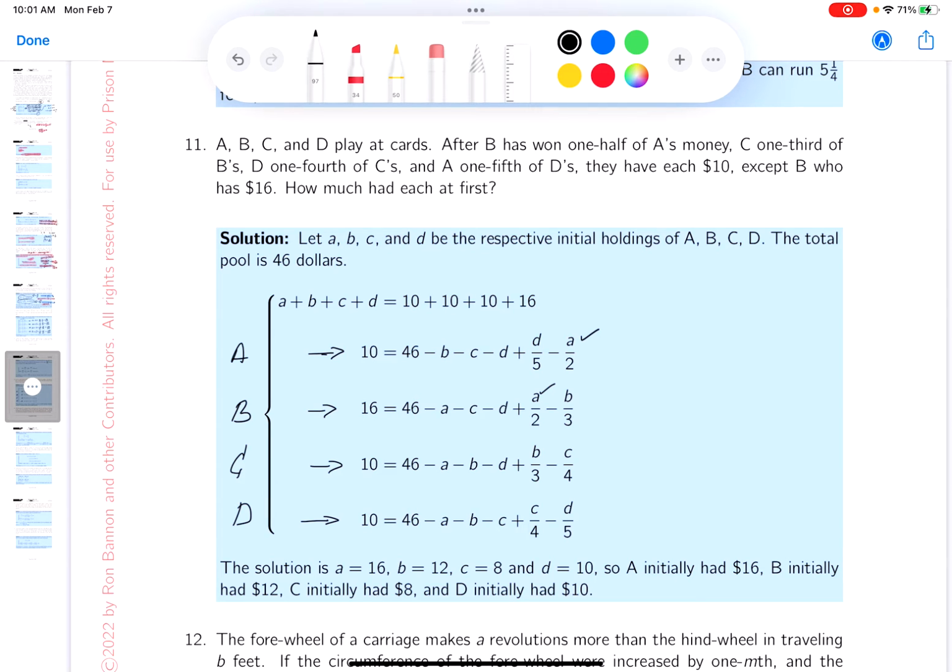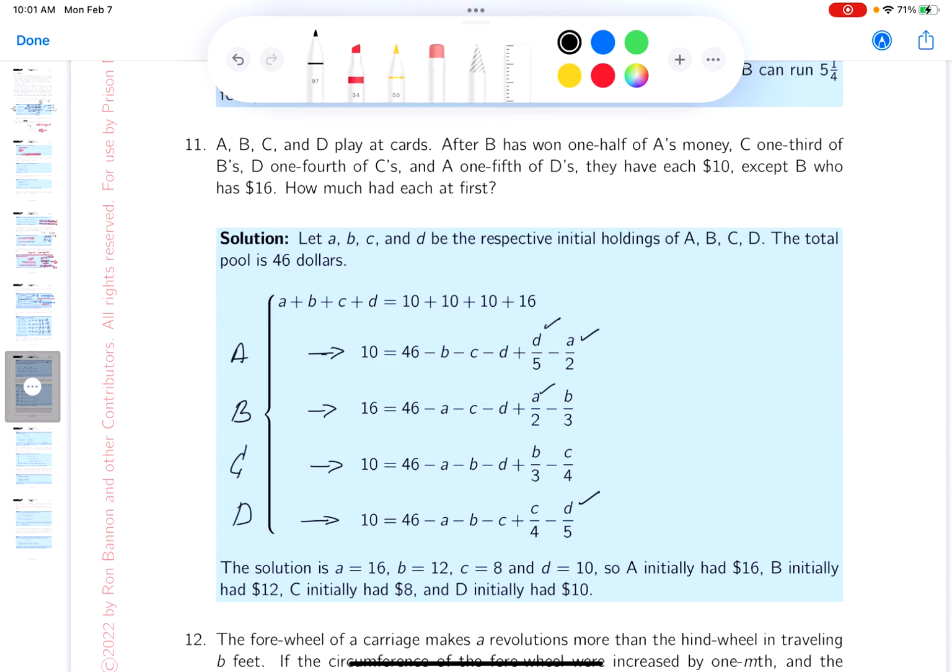All right, let's keep reading it. So after B has won one half. By the way, you notice that I'm just talking about a few things at a time. I want to keep going on here. It says that A has won 1/5 of D's money. That means A has taken 1/5 of D's money. Now, what does it mean? I have to take away that money from D. I see that right over there. It's a tough reading.